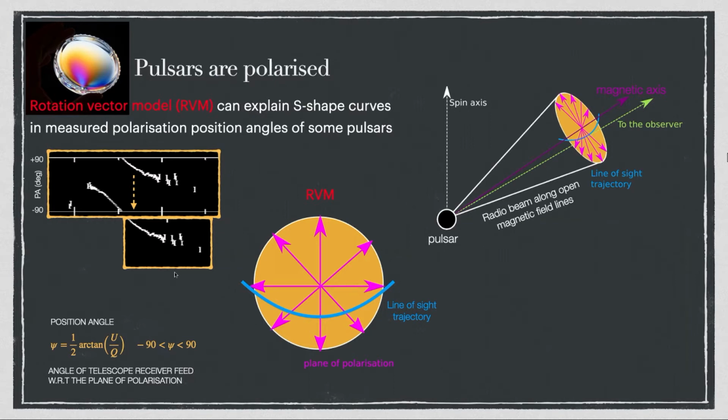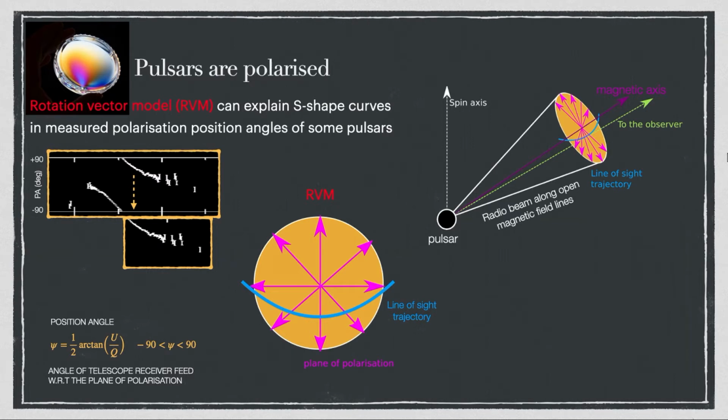And when I observe the pulsar using my telescope, my line of trajectory will cut through the beam in some way. And so you can see how the position angle, which describes the change between the plane of polarization of the emitted light and the plane of polarization of my receiver, changes as I go from the closest approach to the core of the pulsar beam and away to its edges. It's this change where it decreases to the core and then increases again on the other side that will provide this S-shaped curve.